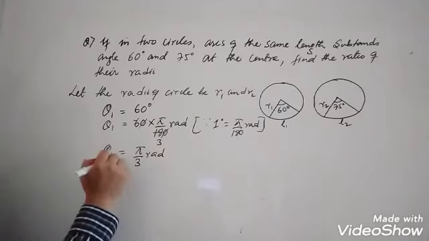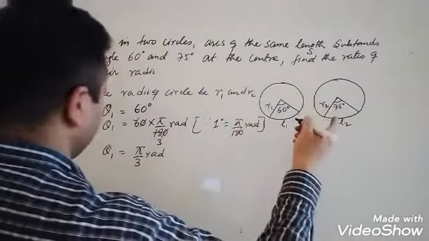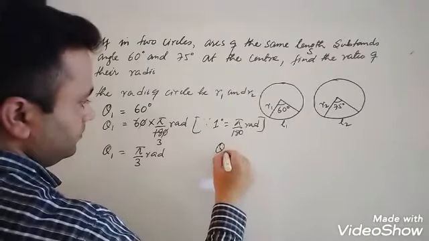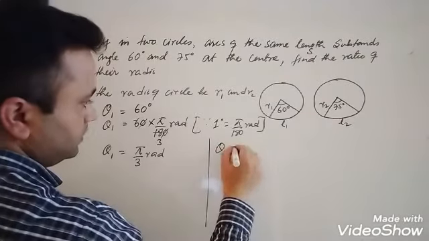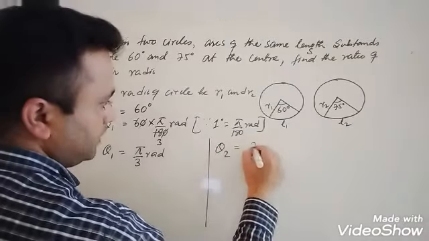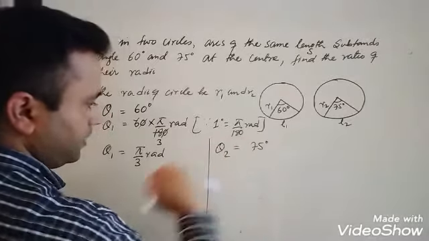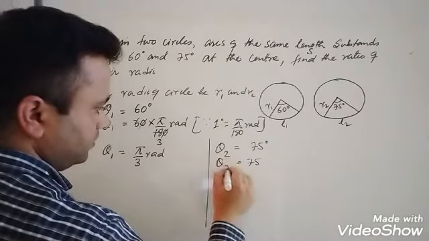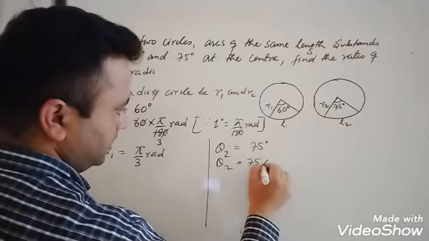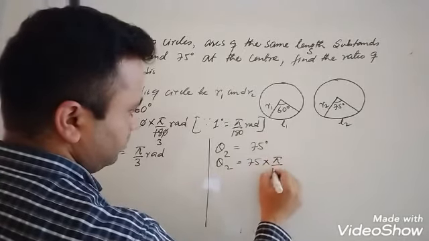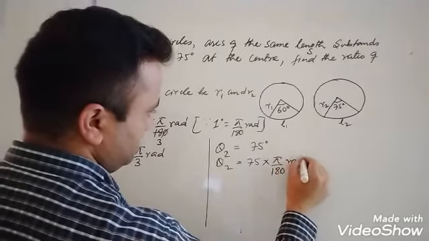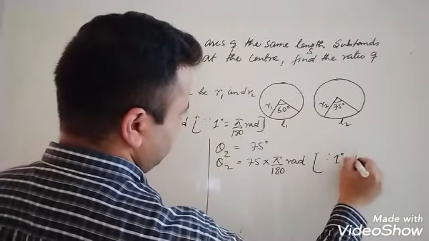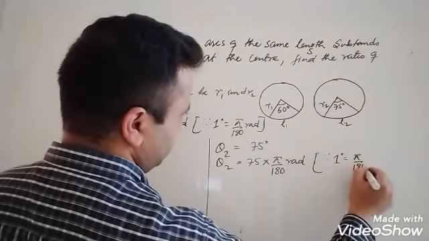Similarly, we can calculate 75 degrees also. So theta 2 equals 75 degrees. Again convert this angle into radians. So 75, this is theta 2, 75 into pi by 180 radian, because 1 degree equals pi by 180 radian.